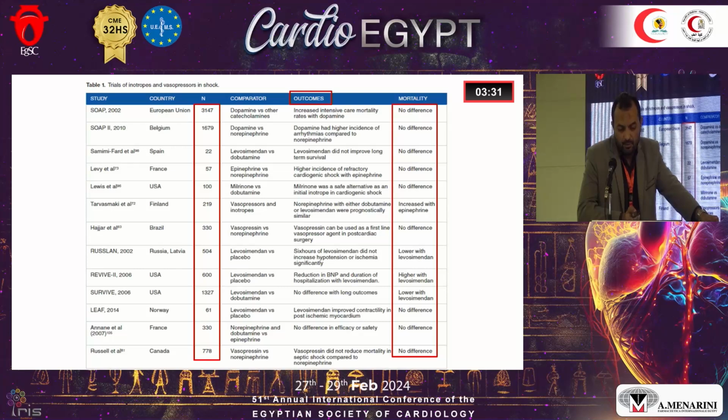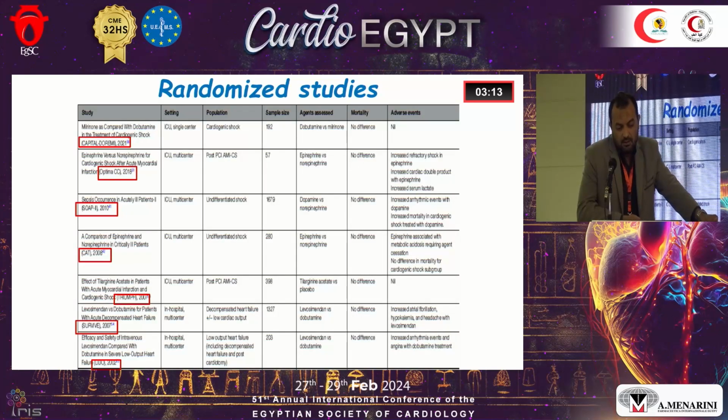All of them compared dopamine versus catecholamines, levosimendan versus dobutamine, and milrinone versus dobutamine, and most of them showed no difference in mortality. Even levosimendan has some comparative data that is very different: one time it lowers the mortality, one time it increases it. These are the randomized studies: CAPITAL, OPTIMA-CC, SOAP II, CAT. Most of them also show no difference in mortality, as you can see. But we have known that epinephrine increases refractory shock, can increase double product and serum lactate, and increases arrhythmias, also with dopamine. We got some data, but it did not differ in mortality.